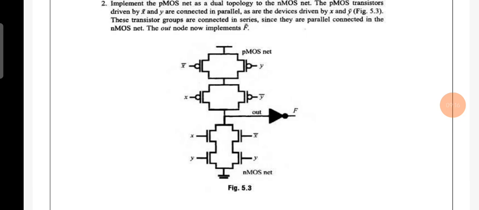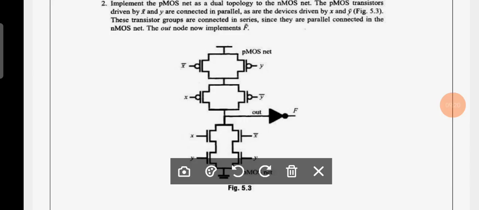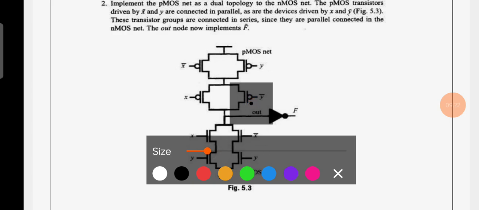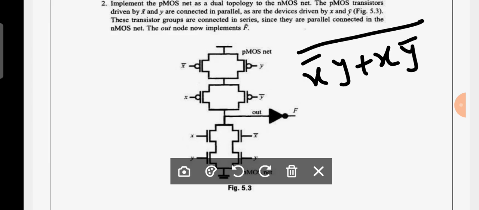Yeah, it looks like this. Is it clear? Now you can observe that the Boolean expression is X complement into Y plus X into Y complement. There is no whole complement, therefore you require an inverter. But don't forget, you should not draw this symbol, you should draw this inverter.